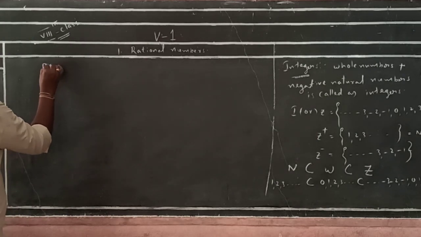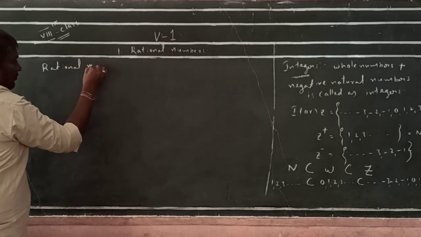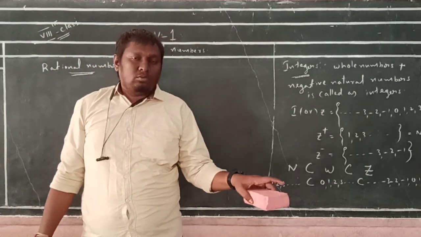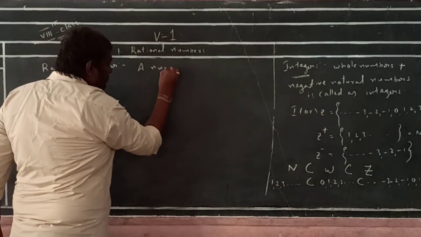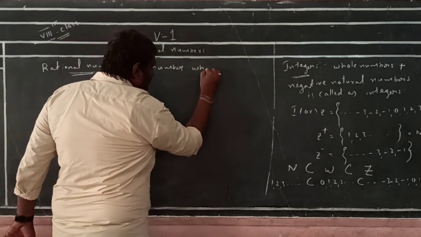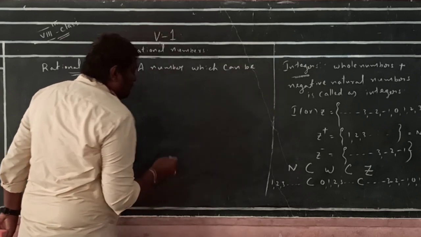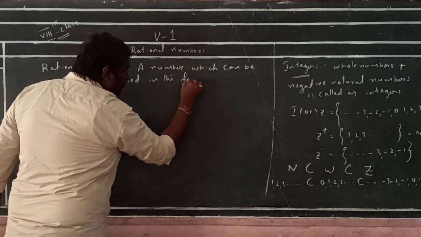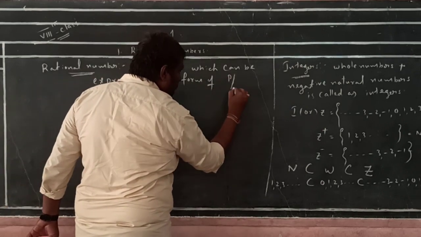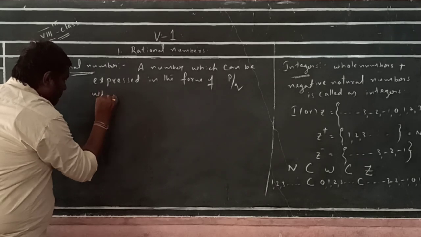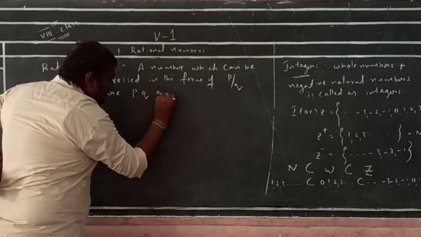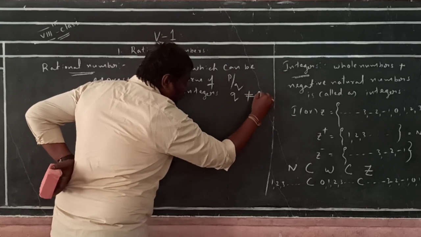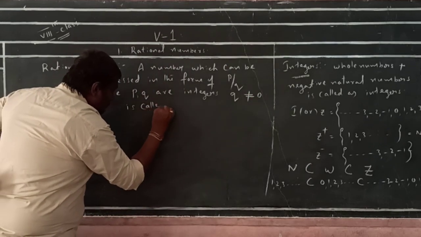Okay, rational number. A number which can be expressed in the form of p by q, where p and q are integers and q is not equal to 0, is called a rational number.